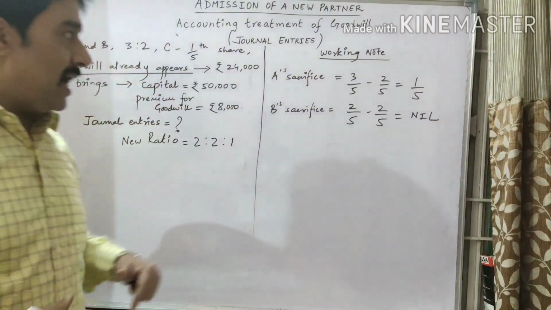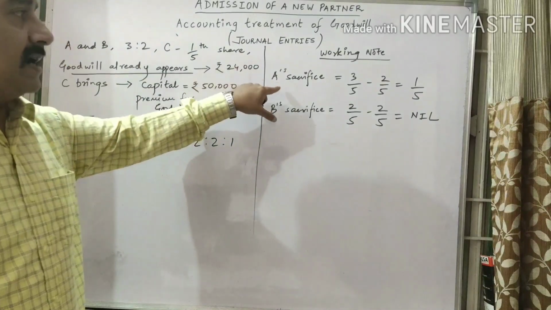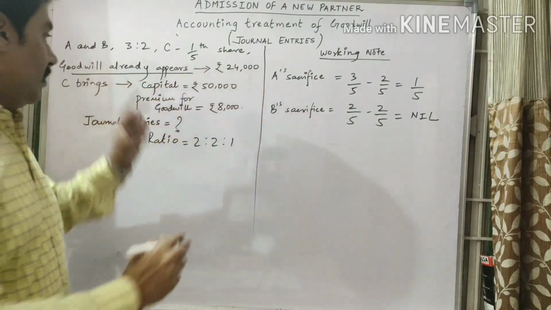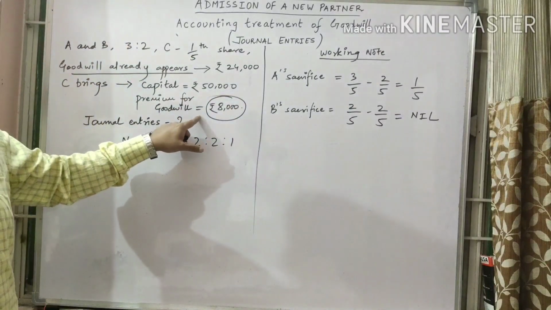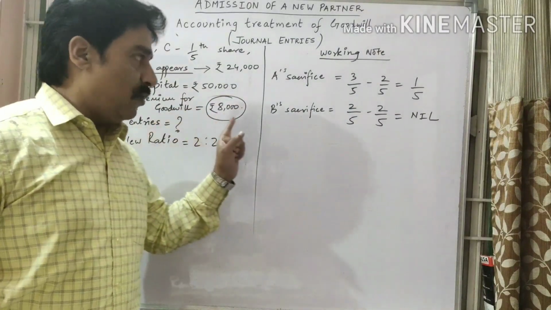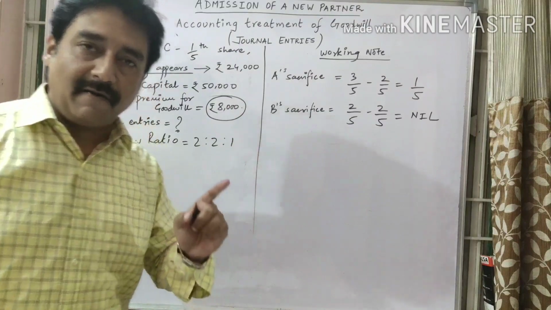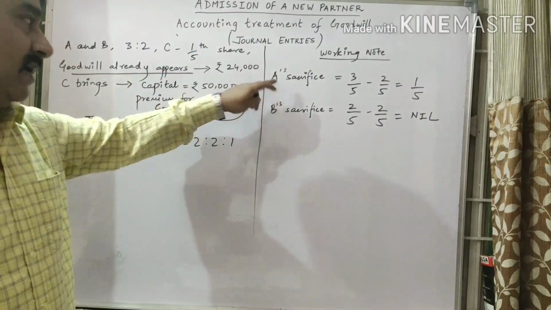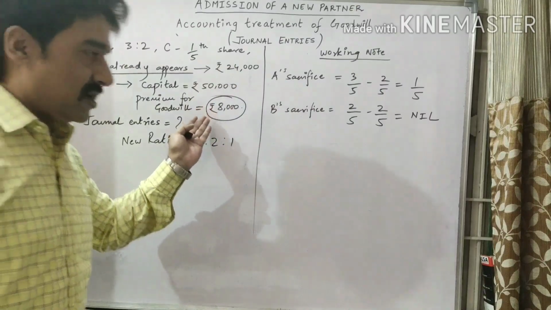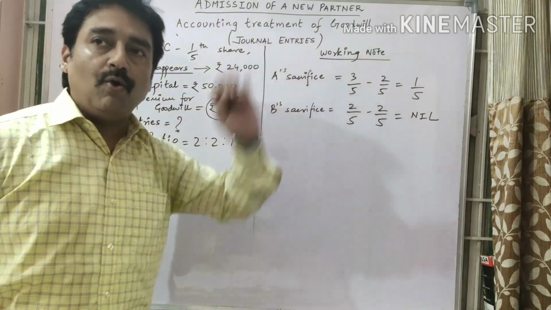And now what does this mean? This implies that only A is entitled to get the whole of the premium of goodwill brought by the new partner. I told you that the premium for goodwill will be distributed amongst the sacrificing partners, right? So if only A is sacrificing, the premium for goodwill will justifiably be given only to A.